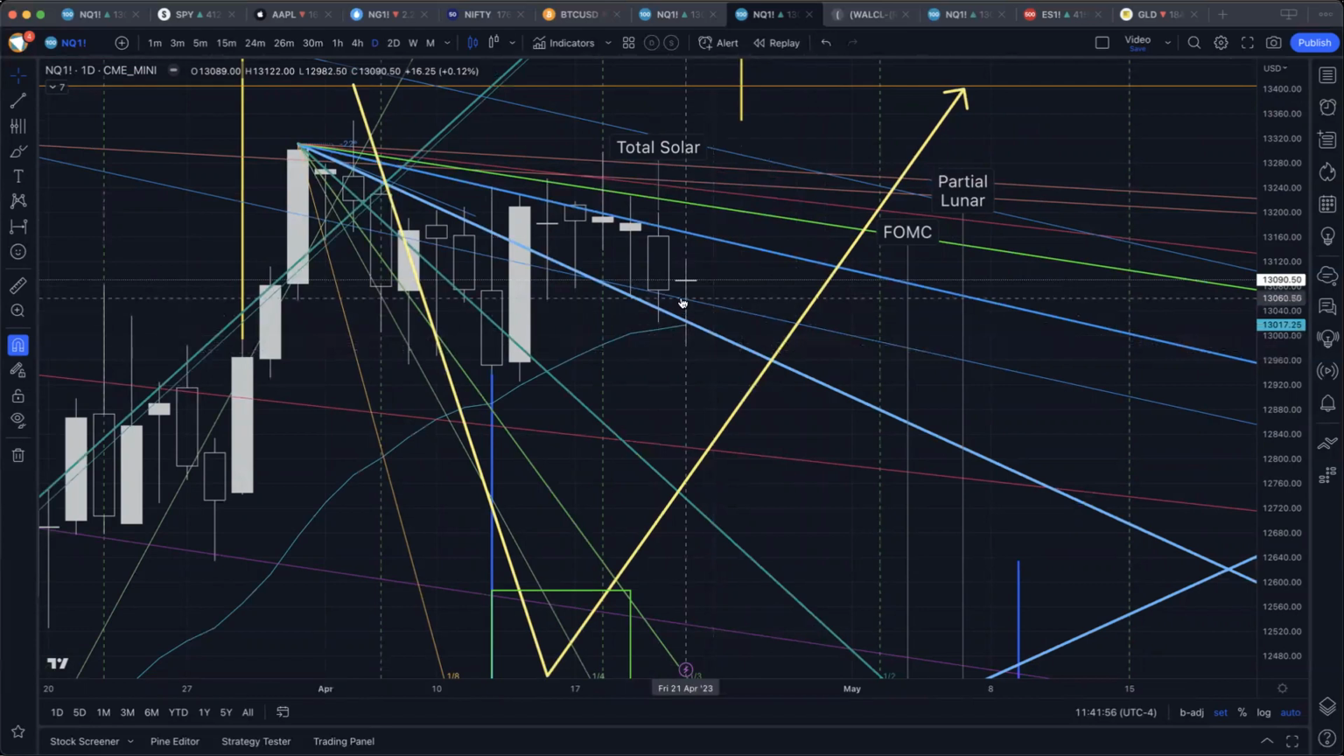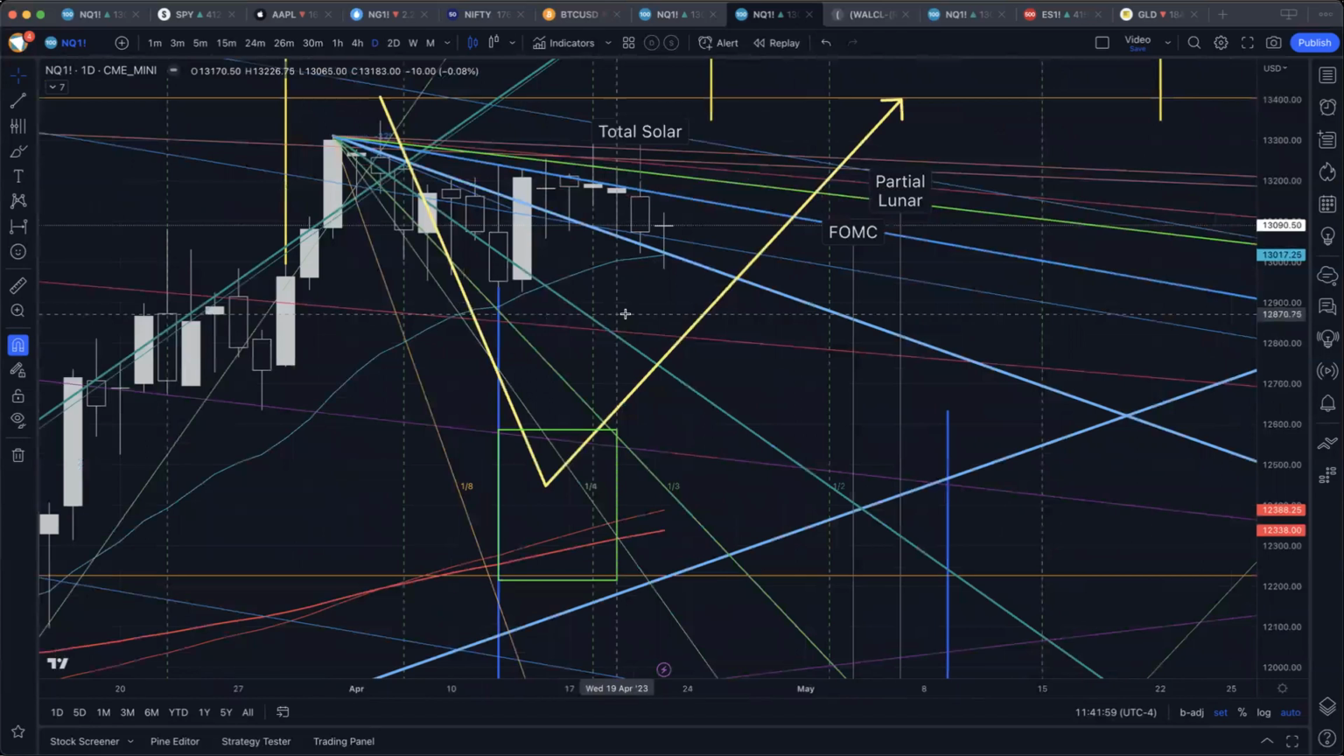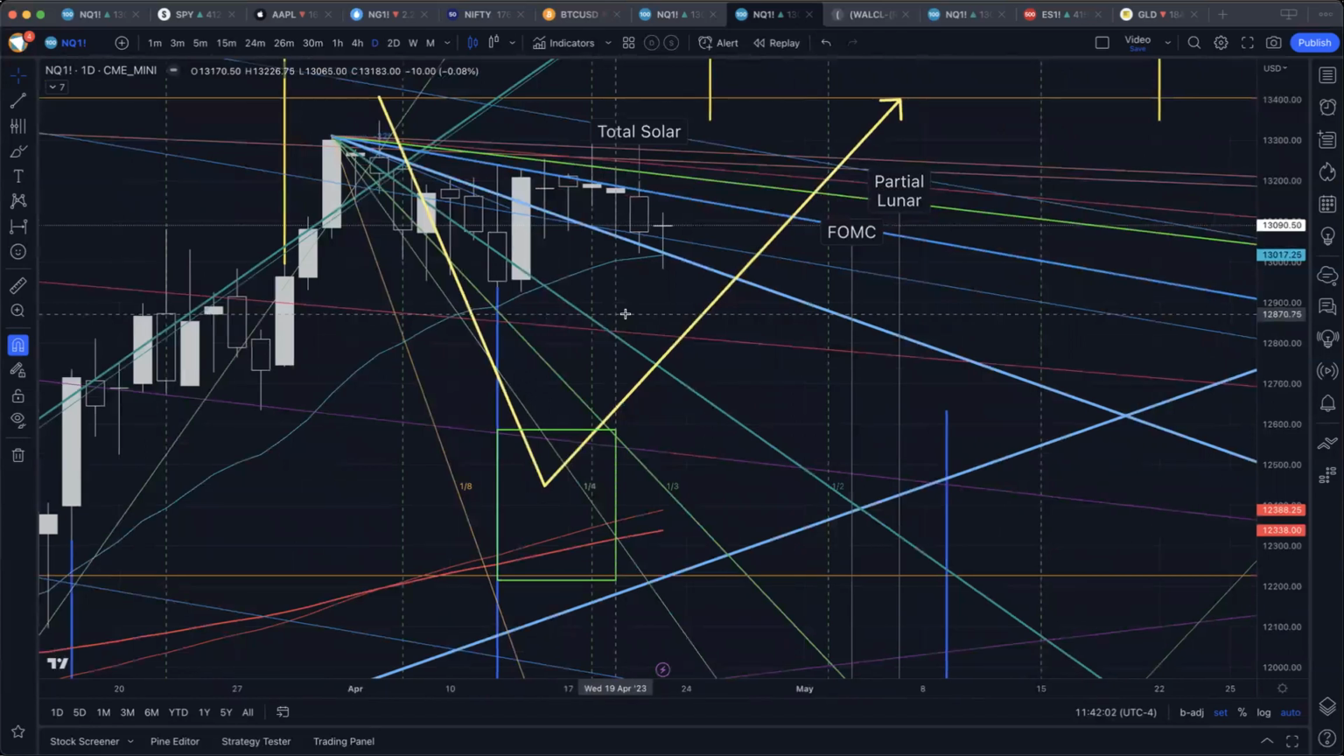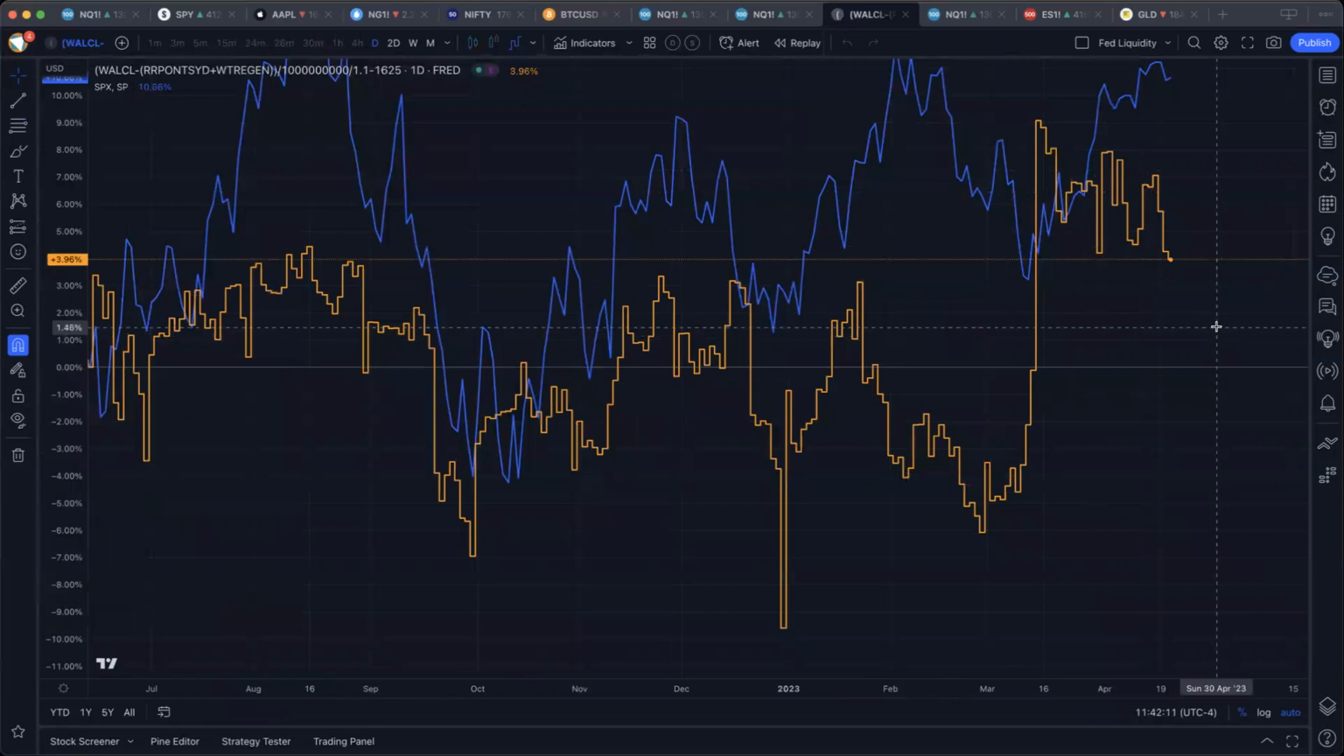So we ended up slightly lower on the week, but not dramatically lower at all. Okay, so let's just review some of our standard data points here as we update our forecast going forward. Okay, so we can go and take a look at liquidity.